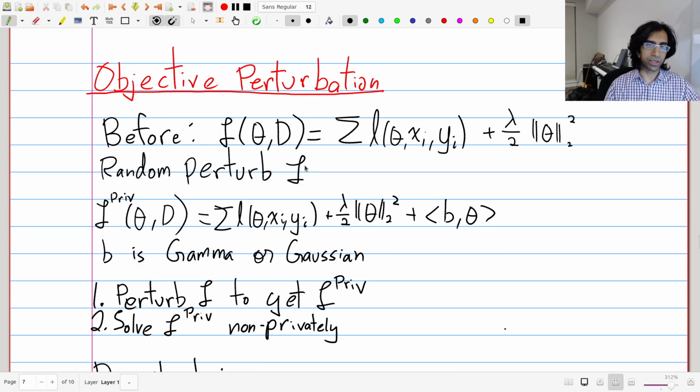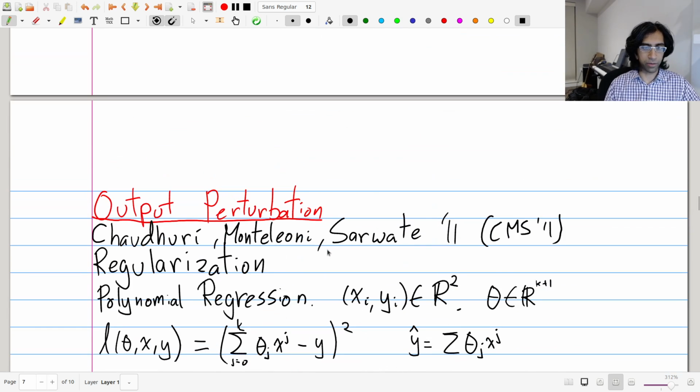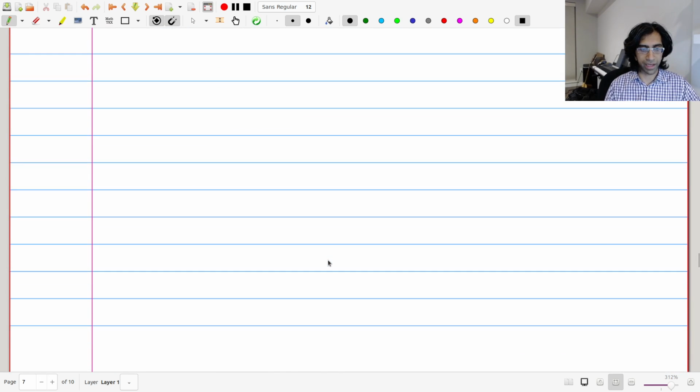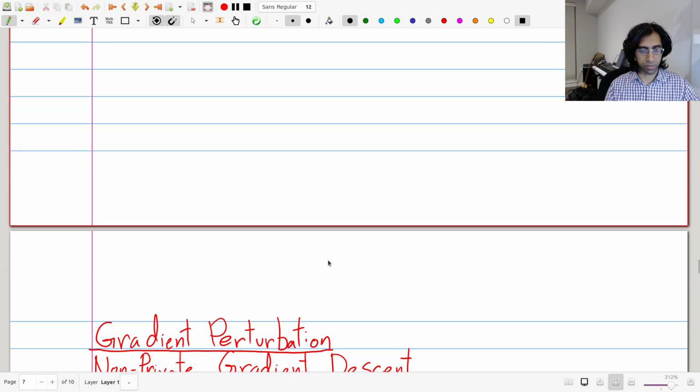That's two of the approaches, objective perturbation and output perturbation. In the third and final part of this lecture, we're going to move on and talk about one of the most popular methods for private machine learning nowadays, which is based around gradient perturbation.